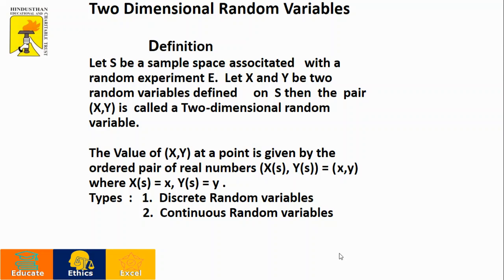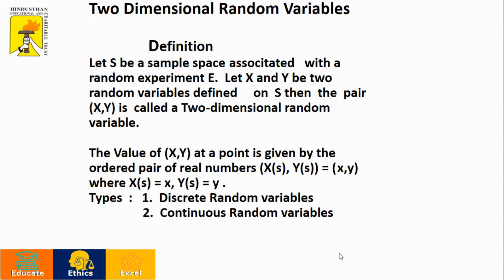Now we have to see the definition of two-dimensional random variables. Let S be a sample space associated with the random experiment E. Let X and Y be two random variables defined on S. Then their pair (X, Y) is called a two-dimensional random variable. The variable (X, Y) at a point is given by the ordered pair of real numbers (X(s), Y(s)) equal to (x, y), where X(s) equal to x, Y(s) equal to y.